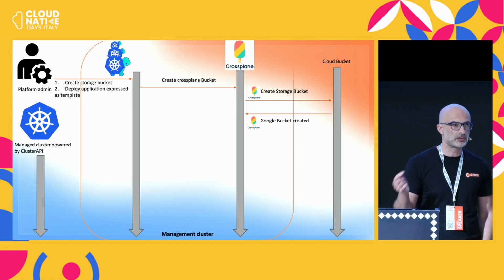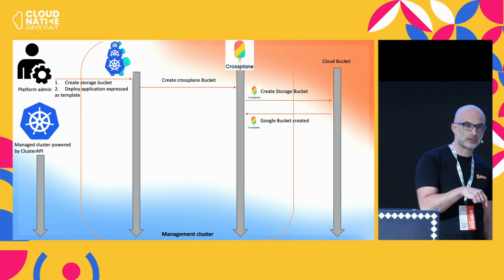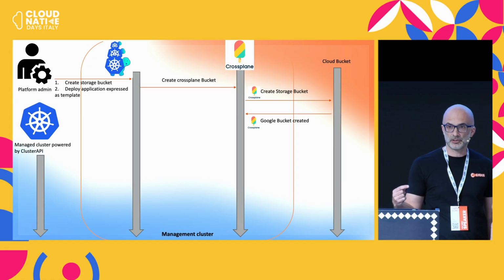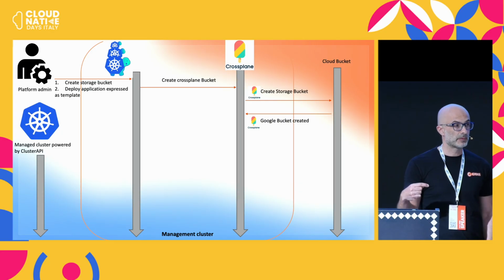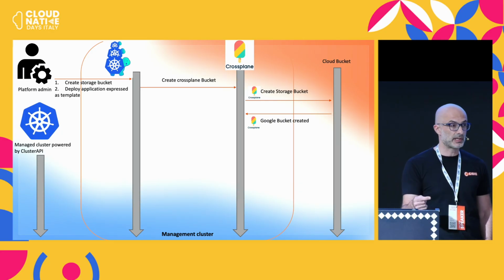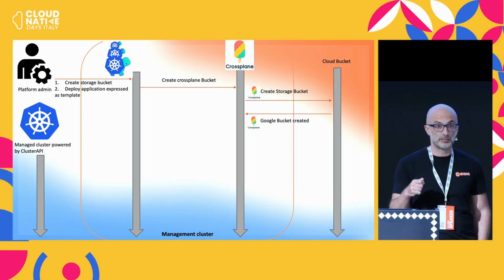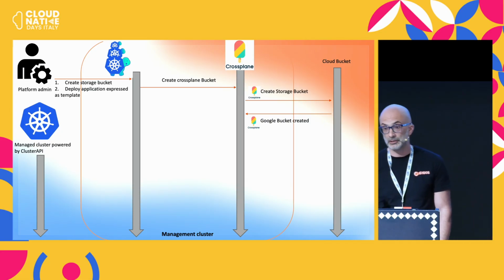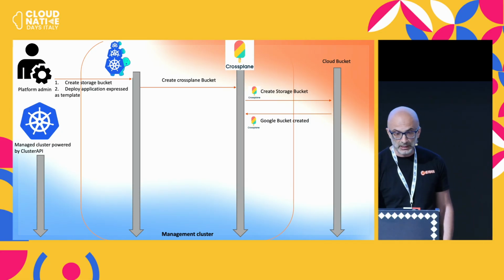And when that operation is done, it's going to update the status of the Crossplane bucket resource with the bucket URL. So I did not have this information up front. I have this information just at runtime, because Crossplane is creating it.